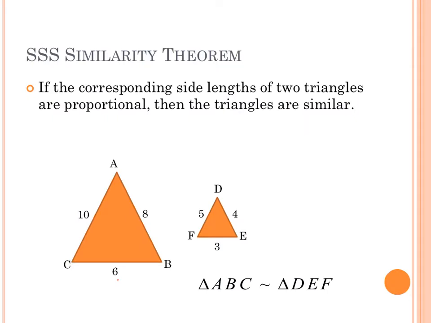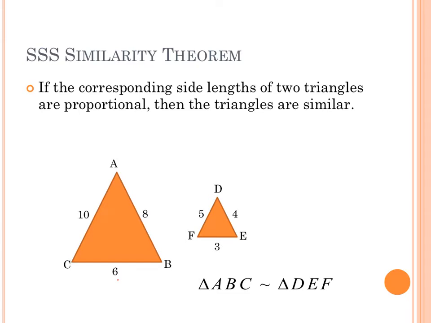The first one is the side or SSS similarity theorem. And this states that if the corresponding side lengths of 2 triangles are proportional, then the triangles are similar. Now this has numbers, and we're going to confirm that all 3 sides are proportional, that they all simplify to the same ratio.